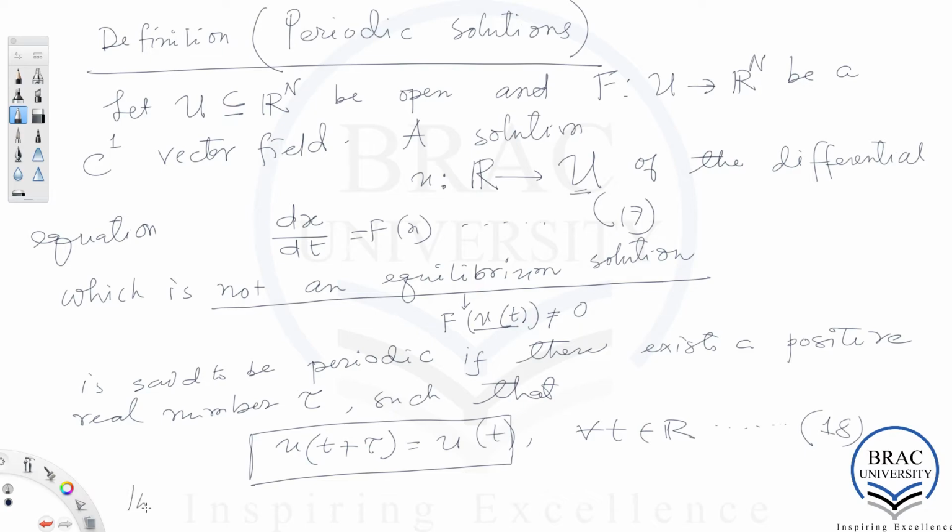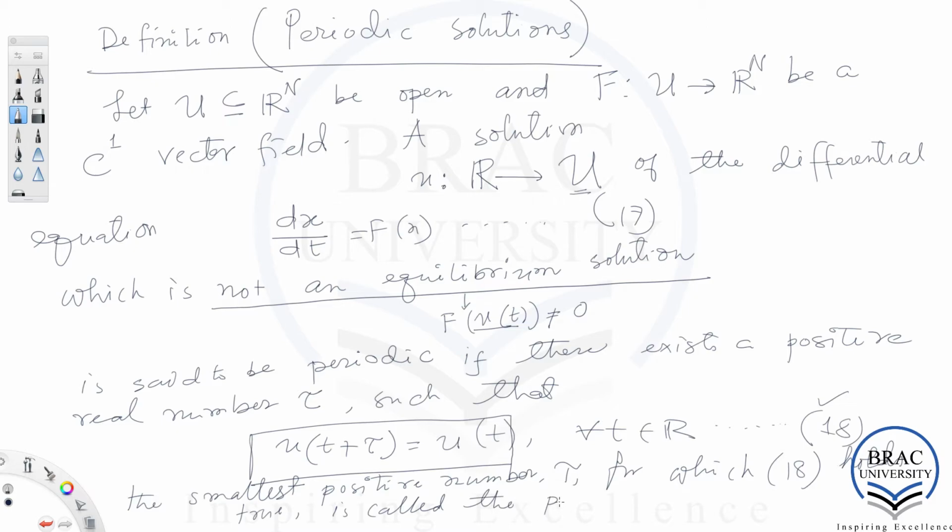The smallest such positive number tau for which 18, this periodicity condition, holds true is called the period of the solution. Tau is called the period of u.